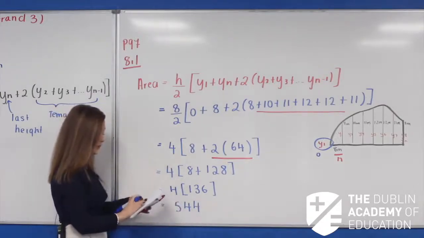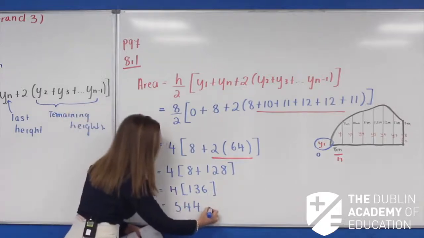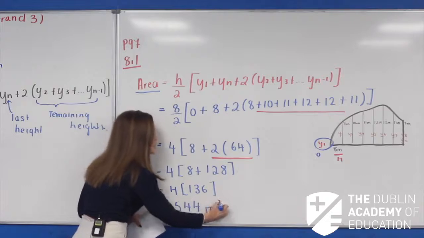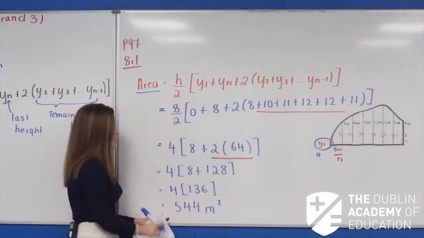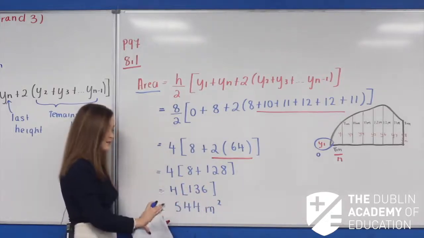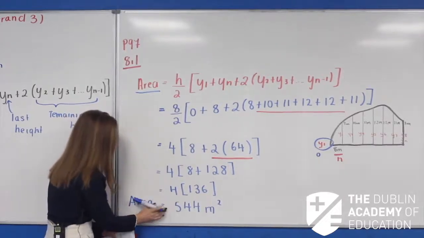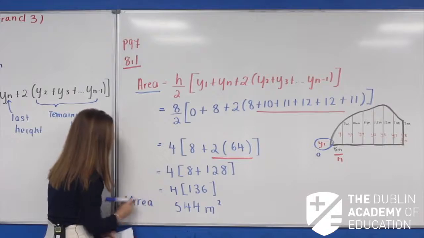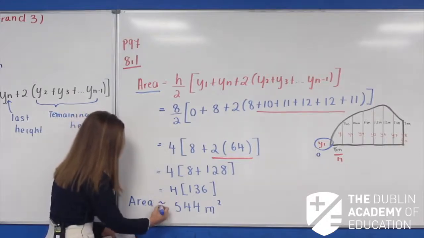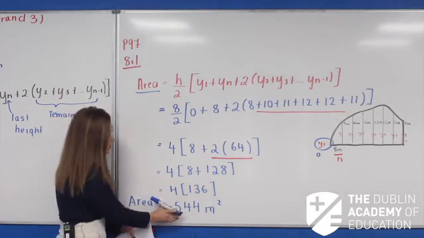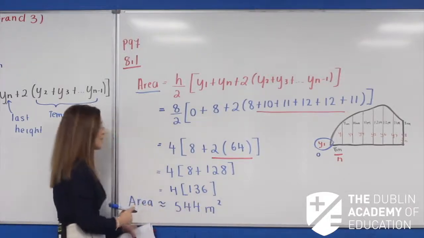Now, I'm just going to write down my units. If we look at the question, it's going to be meters. And because we're discussing the area, it is squared, okay? Now, that there is an estimate. So I'm going to say area is equal to, I'm not going to put that perfect equals sign, I'm going to put my little curly one here to show it's an estimate, is estimated to be 544 meters squared.